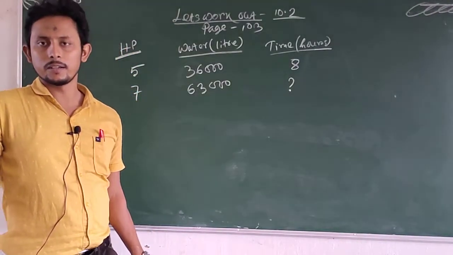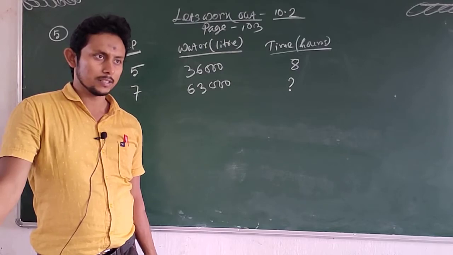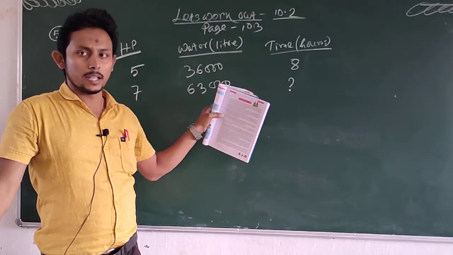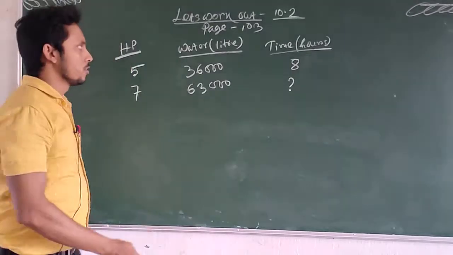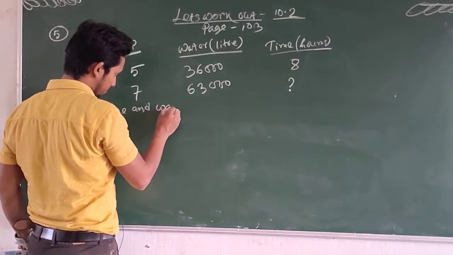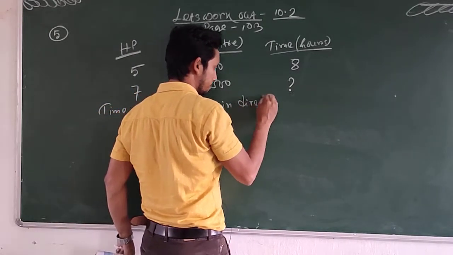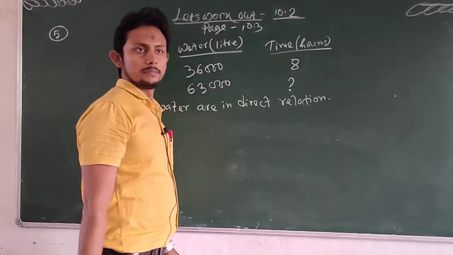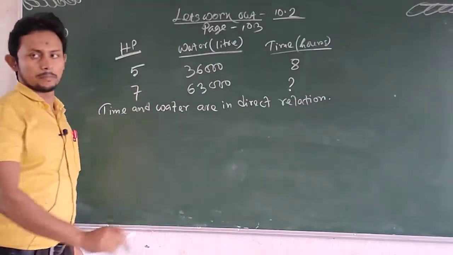If the pump is running for more time, more water can be pumped. So here time is increasing, the amount of water is also increasing. So what is the relation here? Direct relation. So time and water are in direct relation. Clear? Understood?